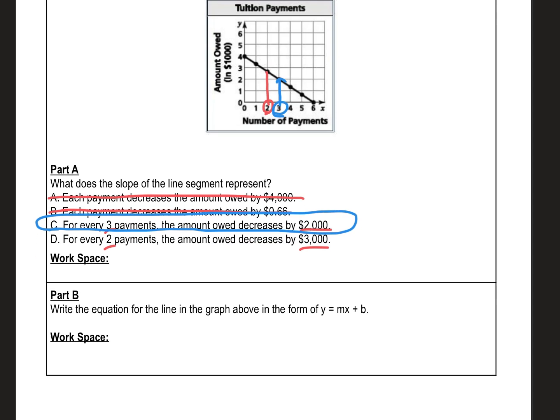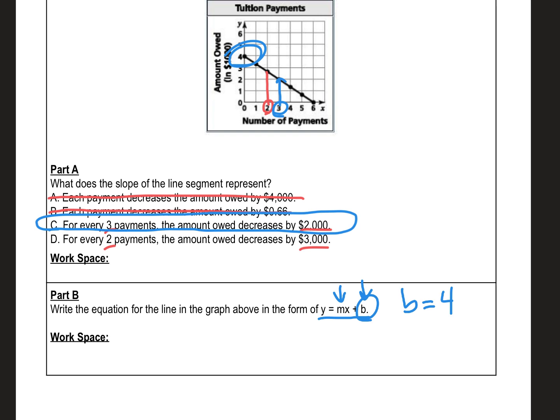They're asking us to write an equation for the line in the form of y equals mx plus b. So remember, we're only going to be replacing m and b. b is our y-intercept. If we look up here, our y-intercept is 4. So b is 4. Now we need to figure out the slope, because remember, m is our slope.